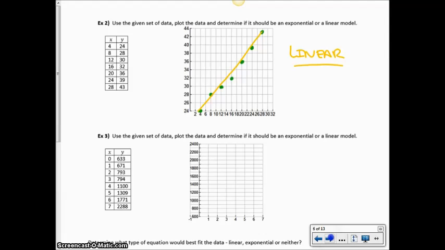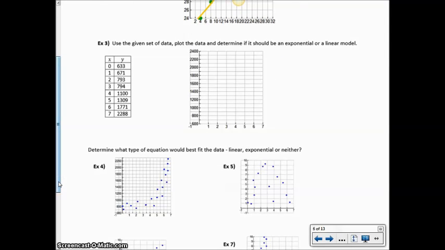So a linear model would best fit that data. Okay, example 3. These should go pretty quick just because all you're doing is looking at the shape. So on this one, go ahead and start graphing. And if you notice that it is actually counting by 100s, because this one right here would be 700, and then 800, and then that one's 900. It's just not labeled every 100.